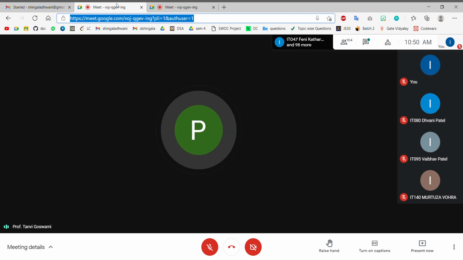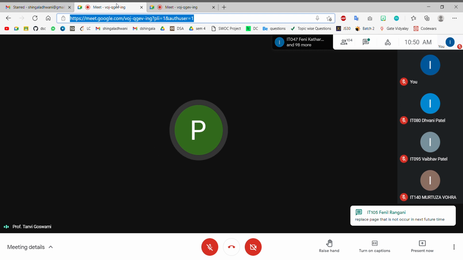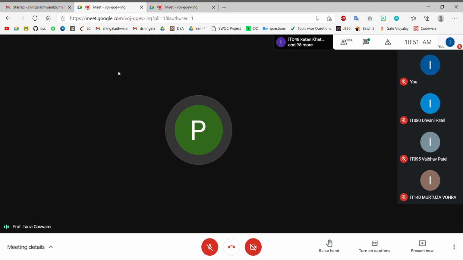So, near future pages are not replaced. The page which is referred in the near future will not be replaced.